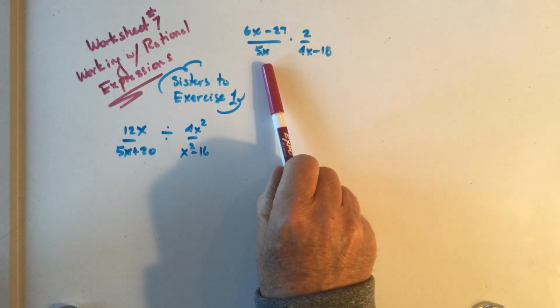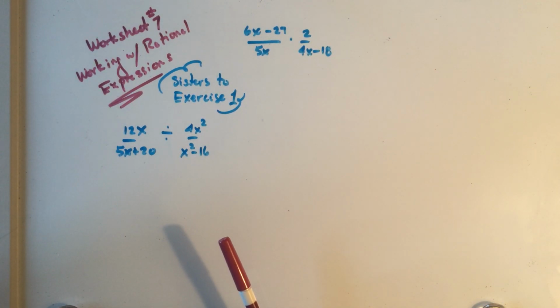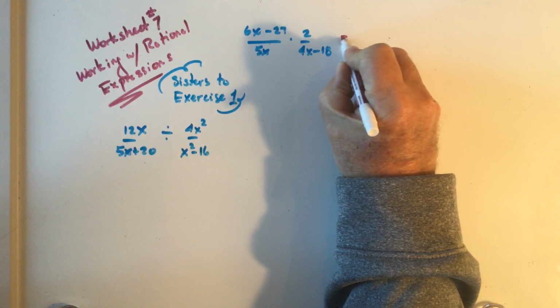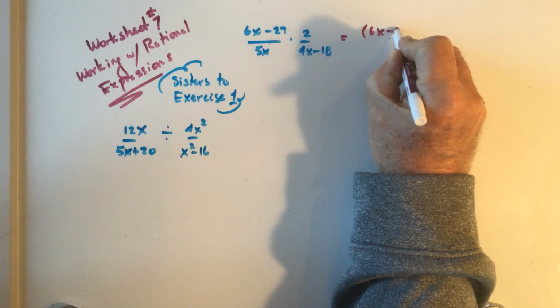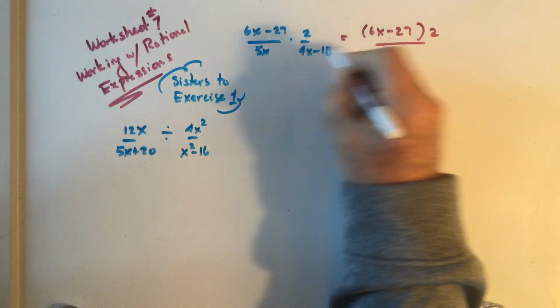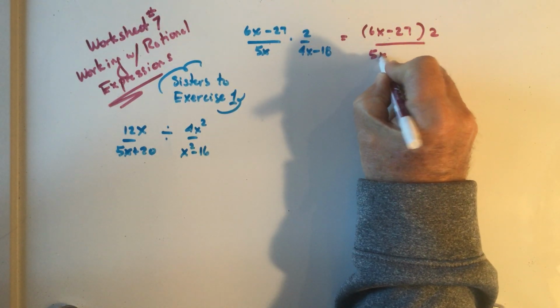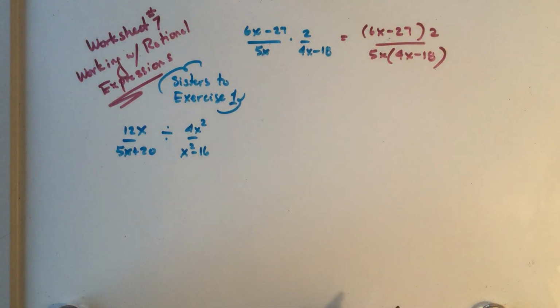Here's a problem. One rational expression, a second rational expression, that says multiply them together. Guess what you do? You just go ahead and multiply them together. You don't have to find common denominators. You don't have to do anything. Right? You just say 2 times this is sure enough 2 times that, and 5x times 4x minus 18 is just that. Now, it's only good manners to factor out any common factors.